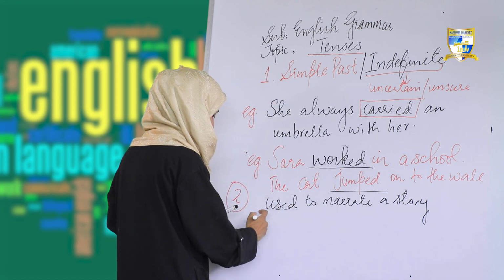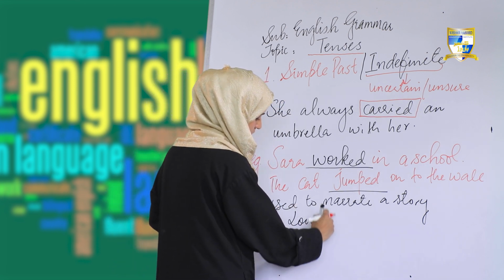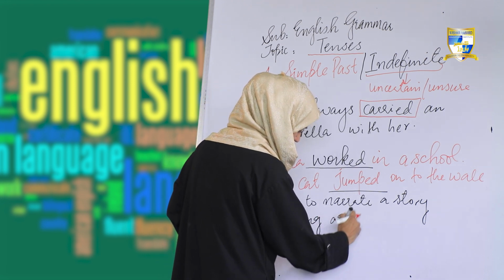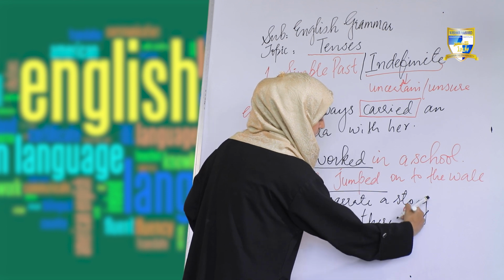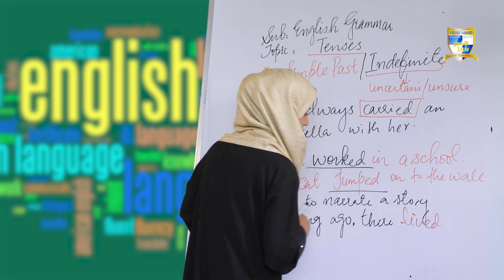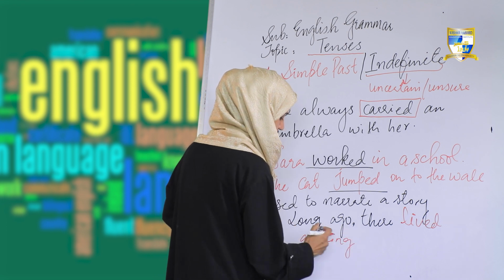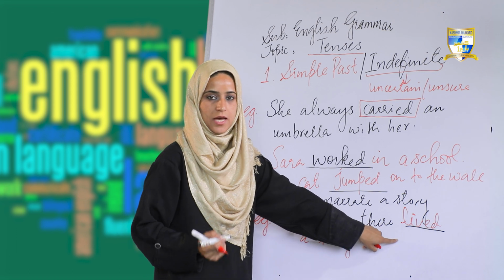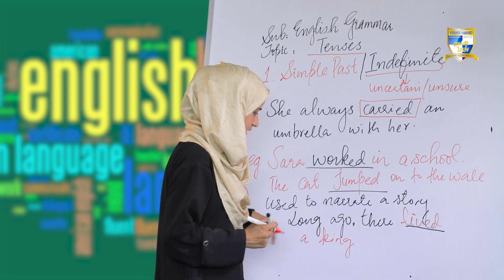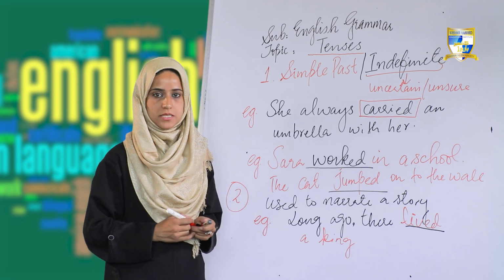For example, long ago, there lived a king. There lived a king. So here again we have the past form of verb. We are narrating a story, so in narrating a story we use simple past tense.